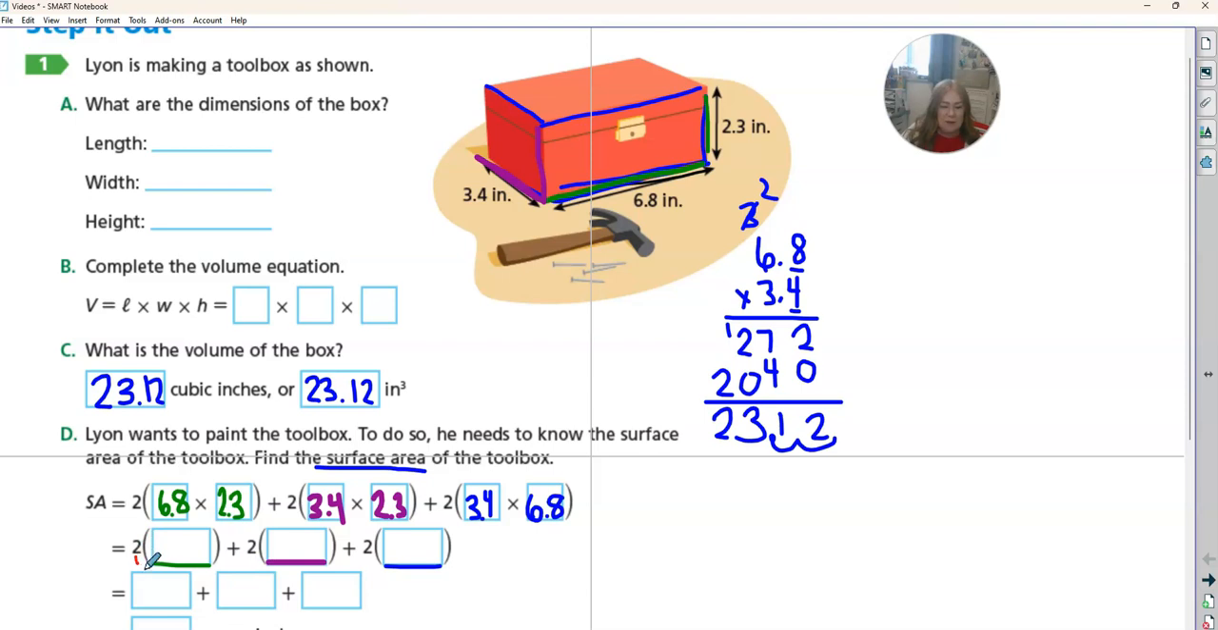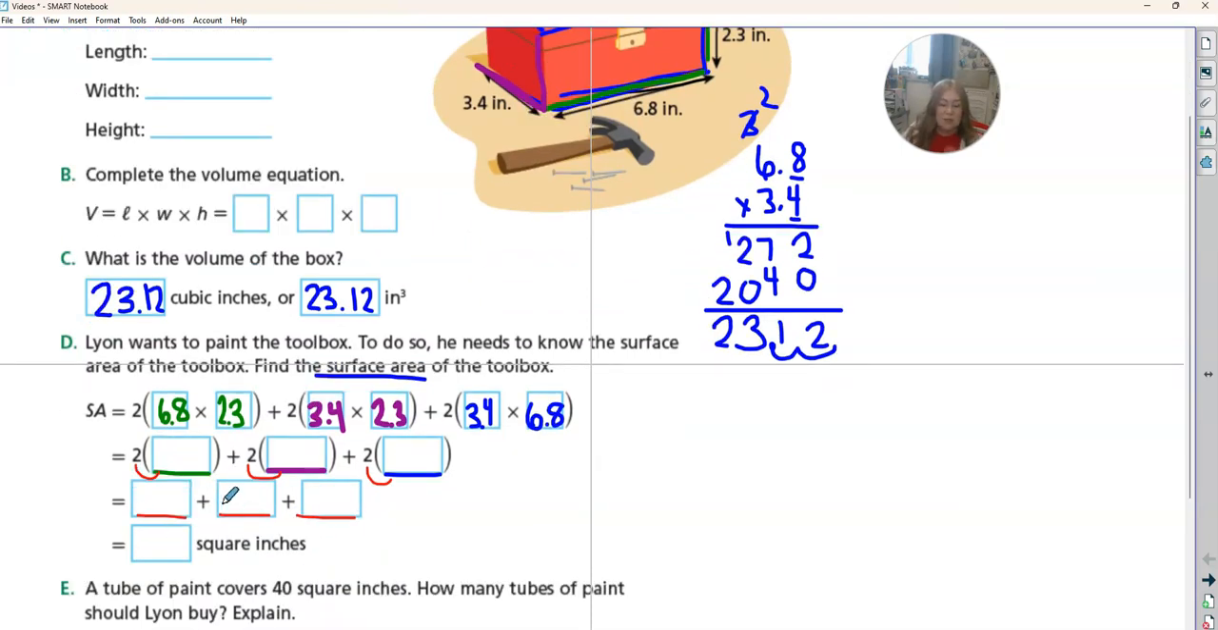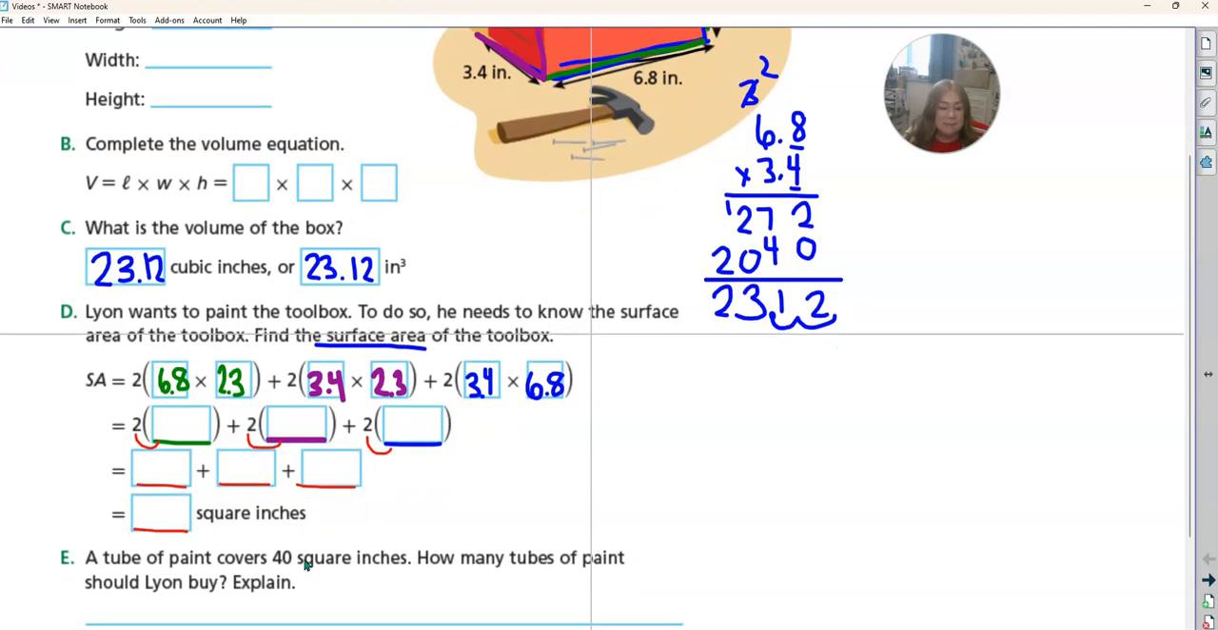Now we have 2 of these, so we need to double that. We have 2 of these, double that. And 2 of these, right? We have a front and a back, a right and a left, a top and a bottom. So this found the area of 1, but now we need to double each of them. So double, double, double. And then we're just adding those all together to find our surface area. So that should get you through there. So go ahead and do that math and find the square inches.